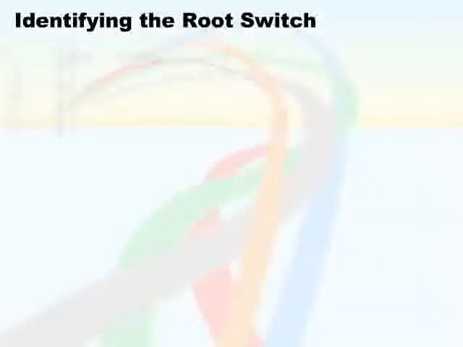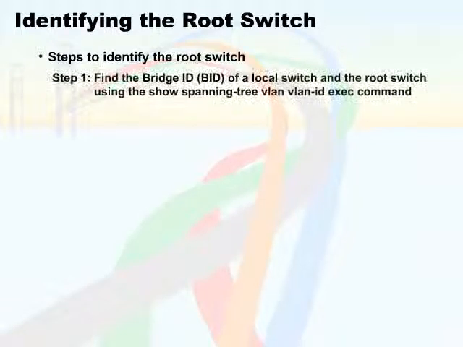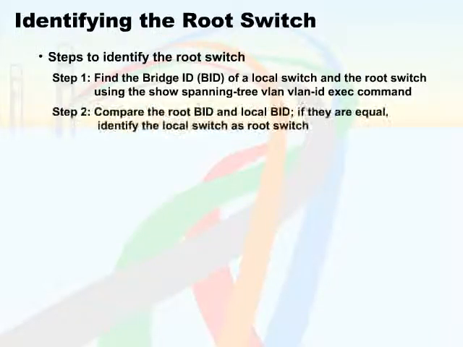As a best practice, perform these steps to identify the root switch. The first step is to find the BID of a local switch using the show spanning-tree vlan ID executive command, and the BID of the root switch using the show spanning-tree command. The second step will be to compare the root BID and local BID. If they are equal, identify the local switch as the root switch.